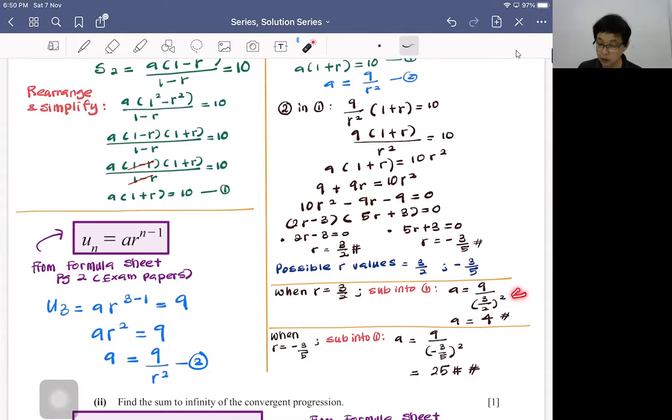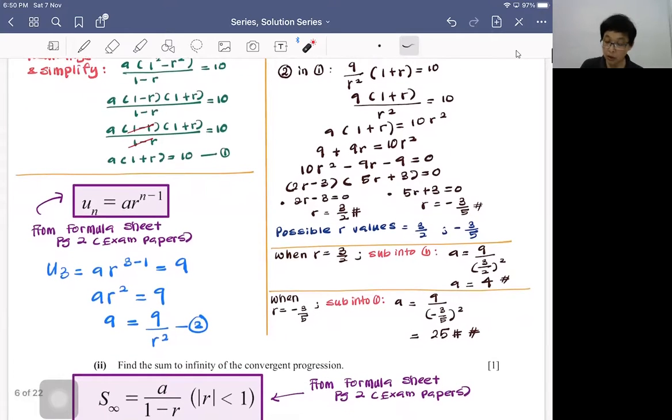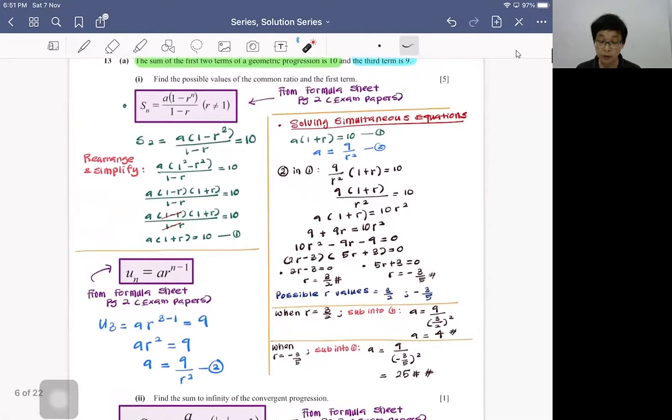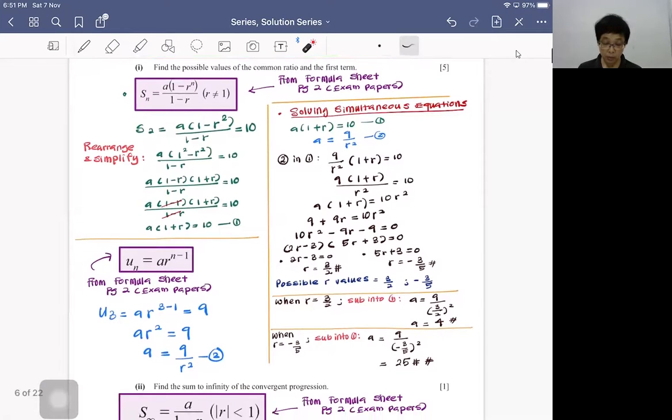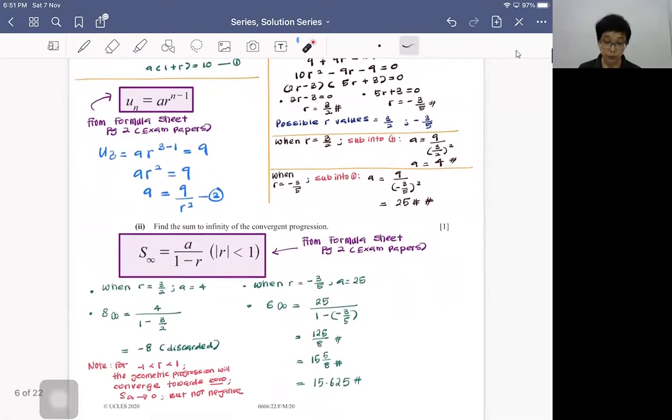And by substituting that, we comfortably get a equals 4. And we take turns when r equals negative 3 over 5, sub into equation 1 also, we get 25. There you go. We have managed to secure the 5 marks for part 1. Okay, we move on to part 2.